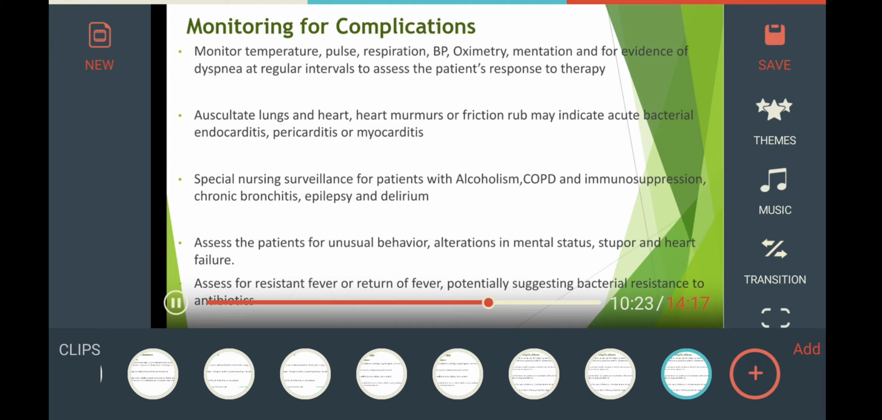Special nursing surveillance for patients with alcoholism, COPD, immunosuppression, chronic bronchitis, epilepsy, and delirium. Assess the patients for unusual behavior, alterations in mental status, stupor, and heart failure. Assess for resistant fever or return of fever, potentially suggesting bacterial resistance to antibiotics.